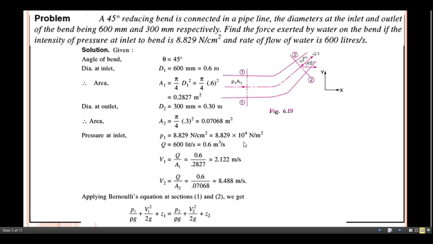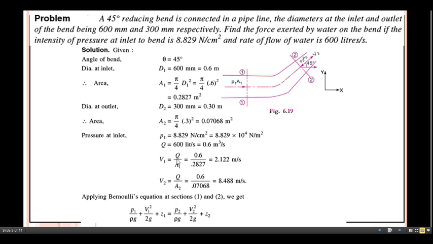Now see the pressure at the inlet, 8.829 Newton per centimeter square, given. Convert this into Newton per meter square. And the value for Q, that is the discharge, with us is 600 liters per second. Get that discharge value in terms of meter cube per second by multiplying this term by 10 raised to minus 3. So we can get this as 0.6 meter cube per second.